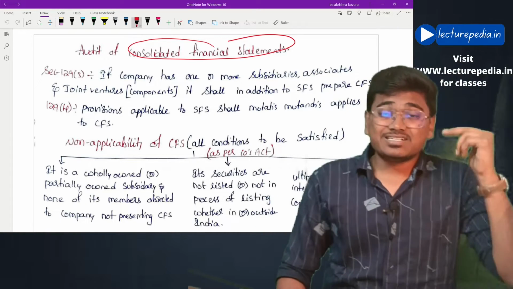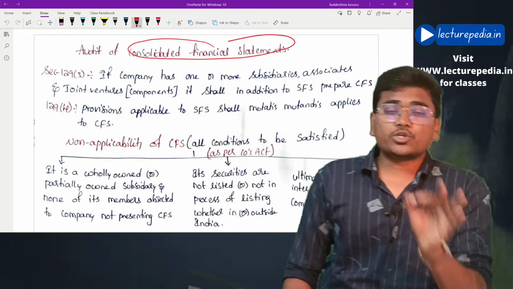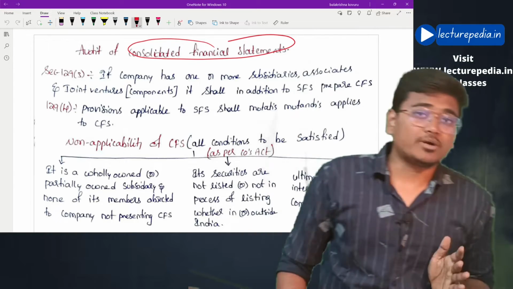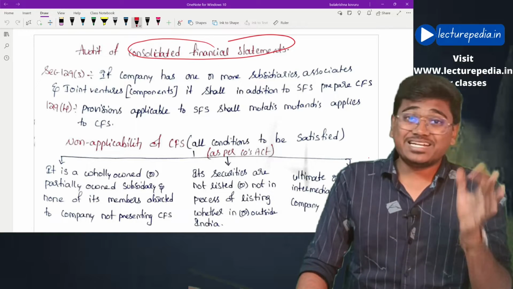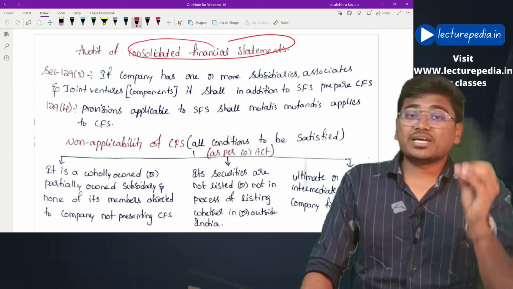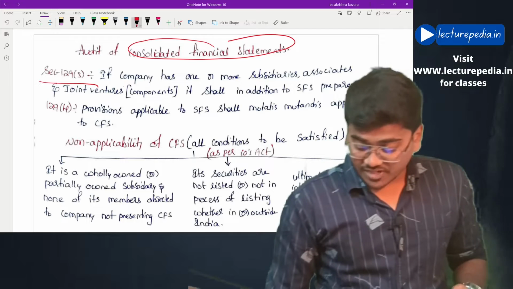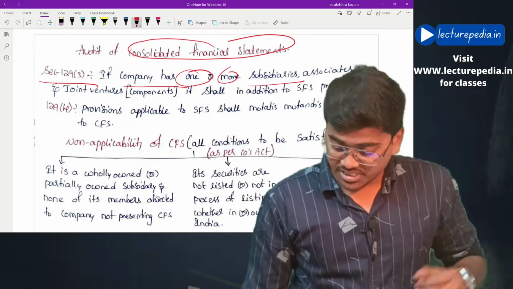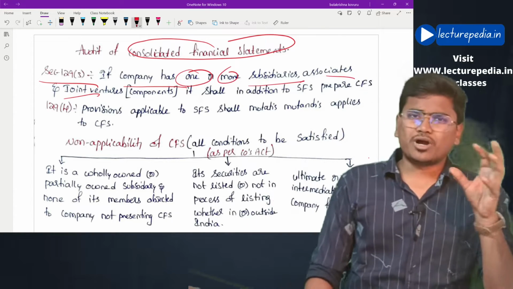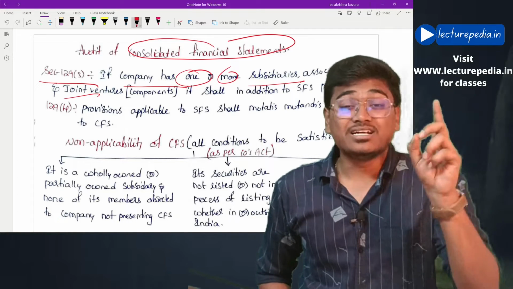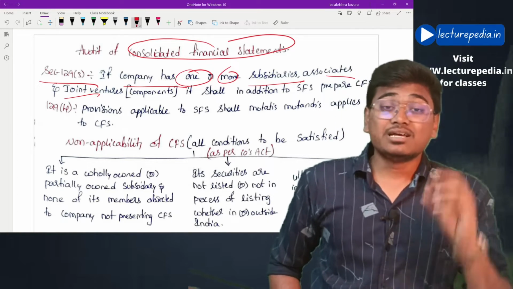Now which section mandates preparation of consolidated financial statements? Section 129 subsection 3 of Companies Act 2013 mandates a holding company to prepare consolidated financial statements. See, section 129 subsection 3. If a company has one or more subsidiaries, associates or joint ventures, we will be calling them components. For the purpose of consolidated financial statements, we will be calling subsidiaries, joint ventures, associates as components.